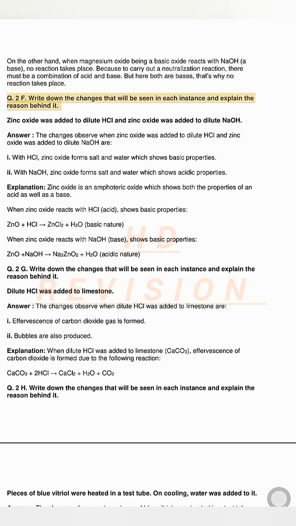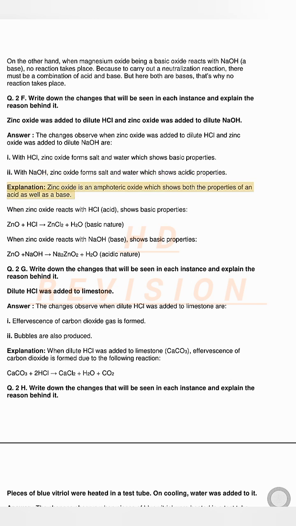Q2F. Write down the changes that will be seen in each instance and explain the reason behind it. Zinc oxide was added to dilute HCl and zinc oxide was added to dilute NaOH. Answer. The changes observed are: I. With HCl, zinc oxide forms salt and water which shows basic properties. E. With NaOH, zinc oxide forms salt and water which shows acidic properties.